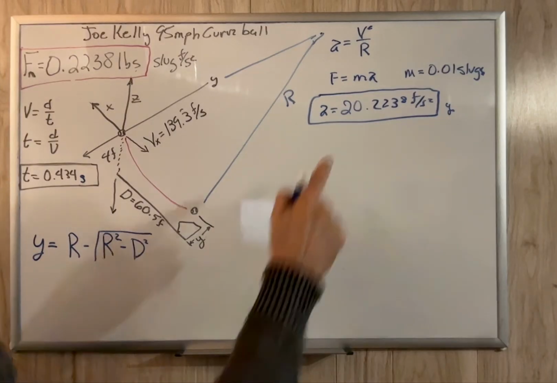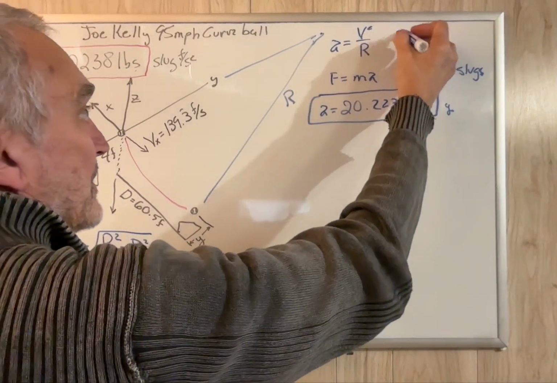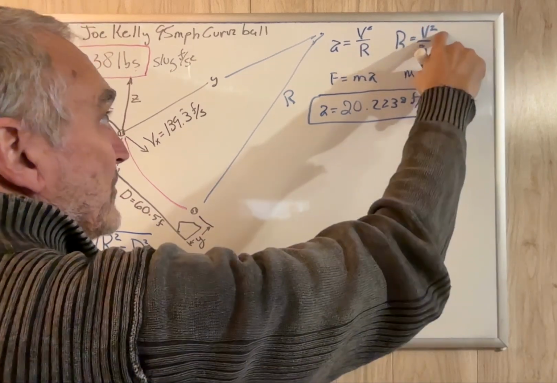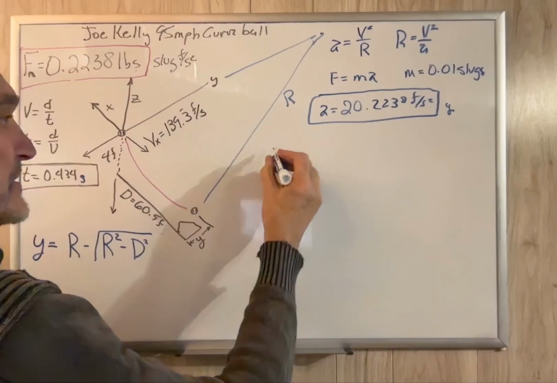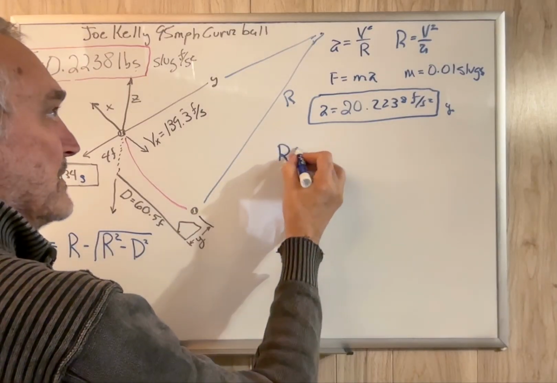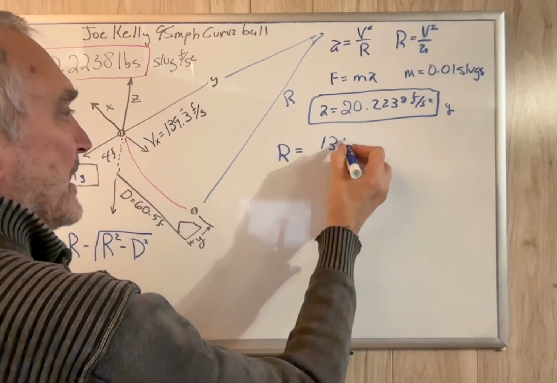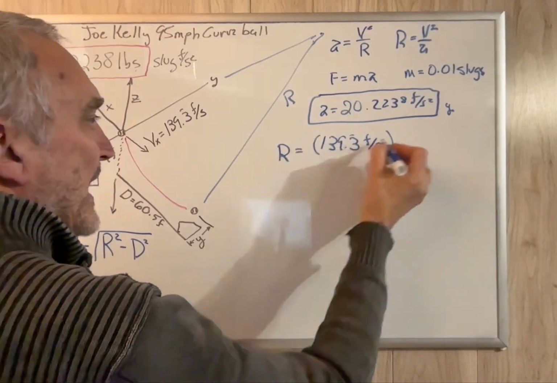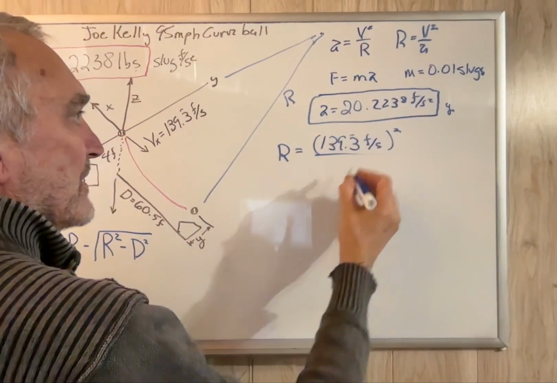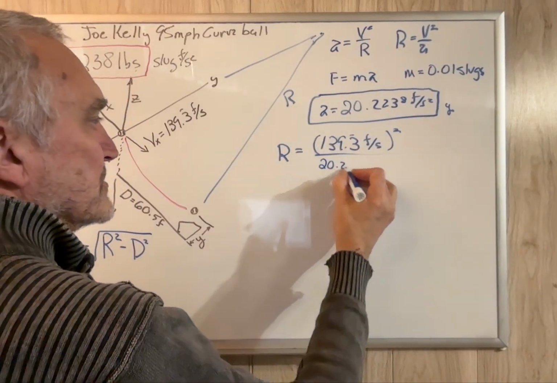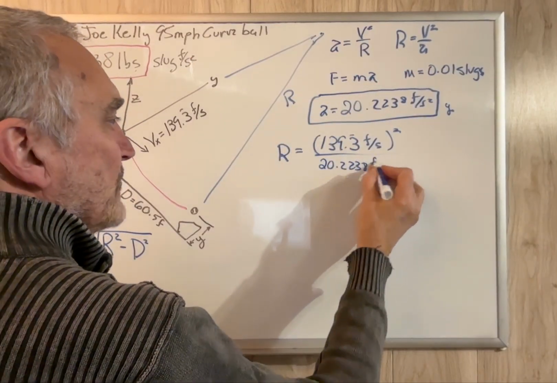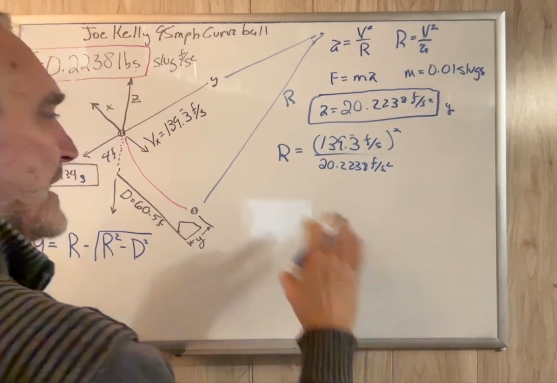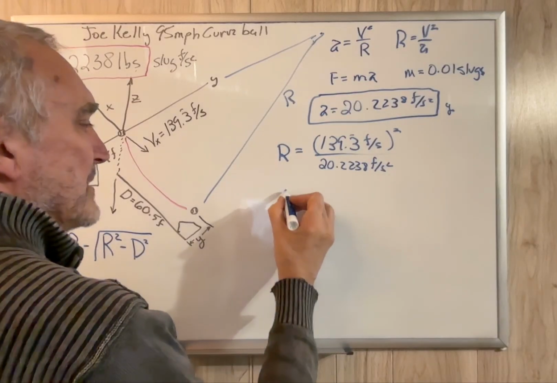All right, now we can find r, because we just bring our r over here. It's going to be velocity squared divided by a, right? We know velocity squared now, and we know a. So r is going to end up being velocity squared, which is 139.3 feet per second, and we're going to square that. And then we're going to divide that by our acceleration, which is 20.2238 feet per second squared. Oh, look at that. Our seconds cancel out, feet cancel out, you end up with just feet, and that's amazing because that's what we want.